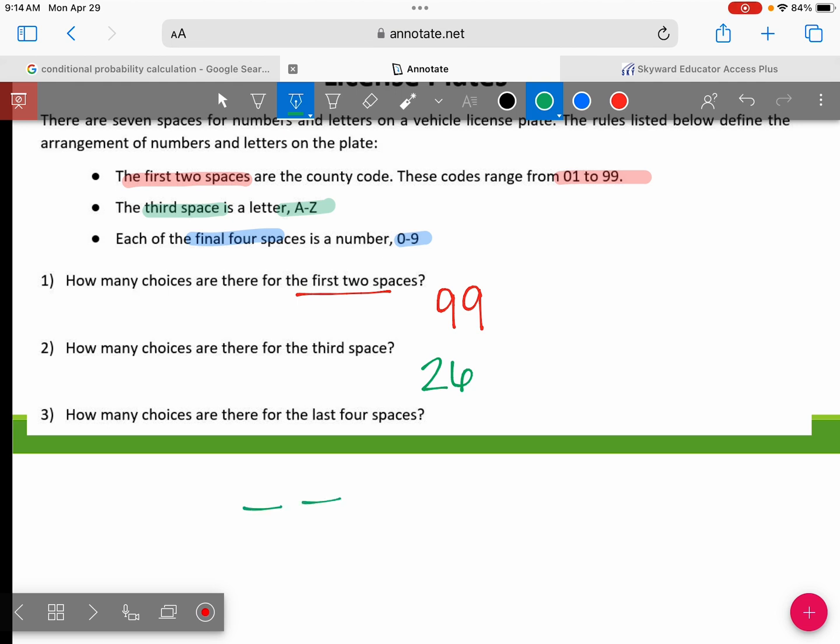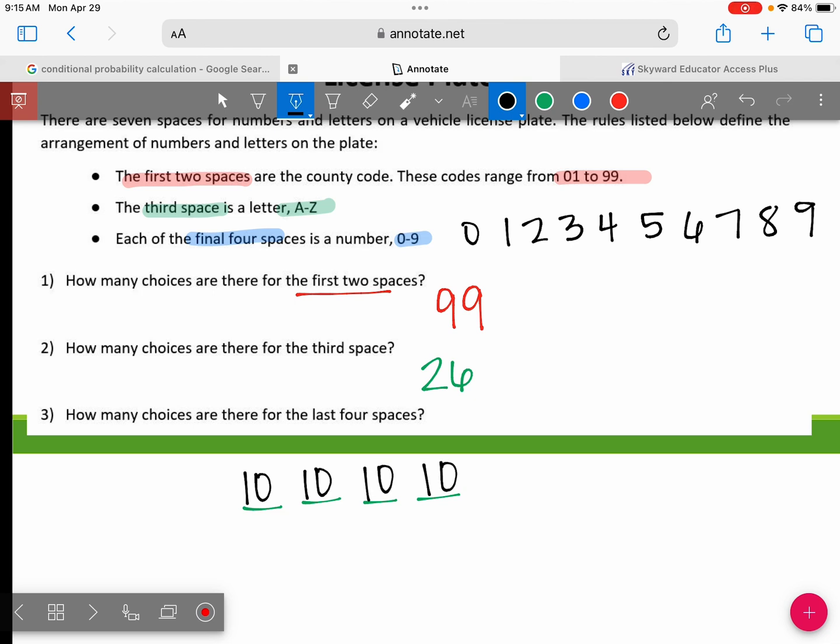And then the last 4 spaces is a number between 0 and 9. So let me go ahead and put 4 different dashes. If you count from 0 to 9, so if I were to write out these numbers, how many different numbers did I just write? 10 numbers. Does everyone see that? There are 10 digits. So 1, 2, 3, 4, 5, 6, 7, 8, 9, 10. So that means each one of the last 4 spaces can be 10 different options.